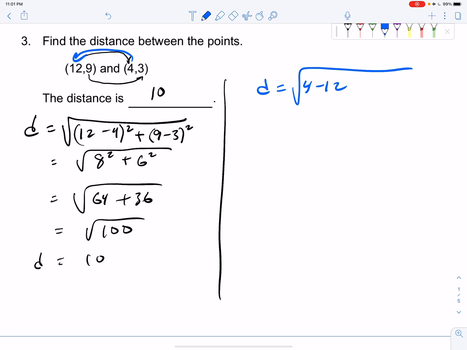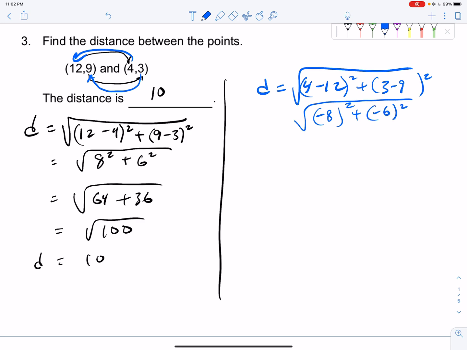Now remember, it's a square root. 4 minus 12 squared plus, and now here's the critical part, you have to go in that same direction, 3 minus 9 squared. Now 4 minus 12 gives us a negative 8. And 3 minus 9 gives us a negative 6. And you can now start to see why it doesn't matter if you went in the opposite direction, because a negative 8 squared still gives us positive 64, and a negative 6 squared still gives us a positive 36. So we're still going to get the same exact answer.